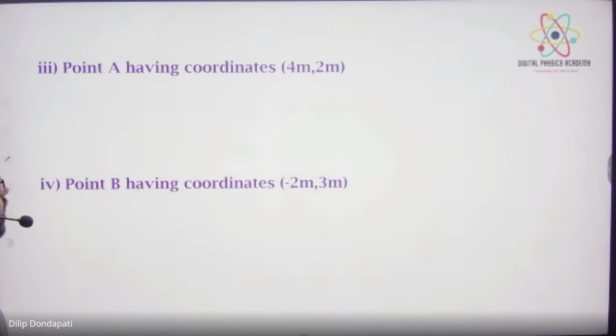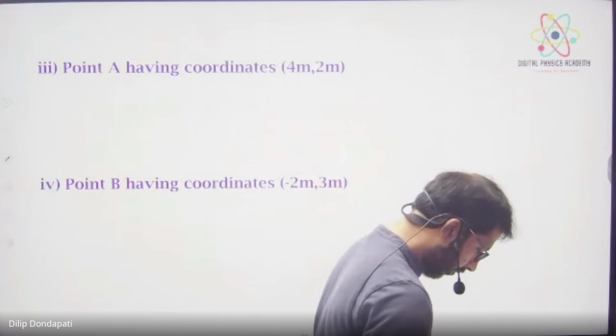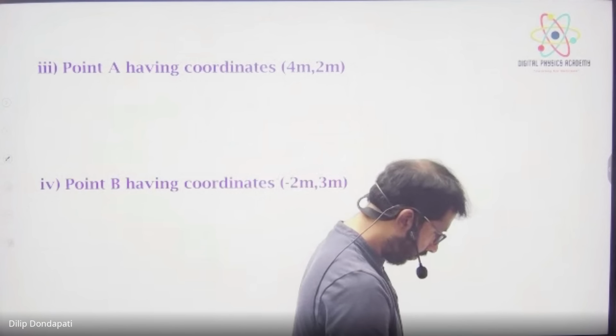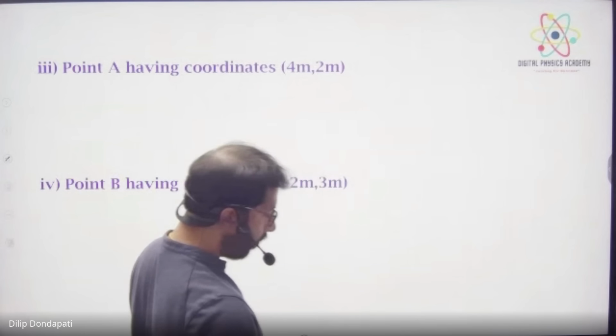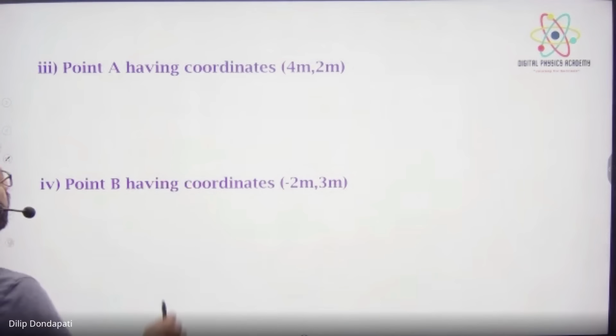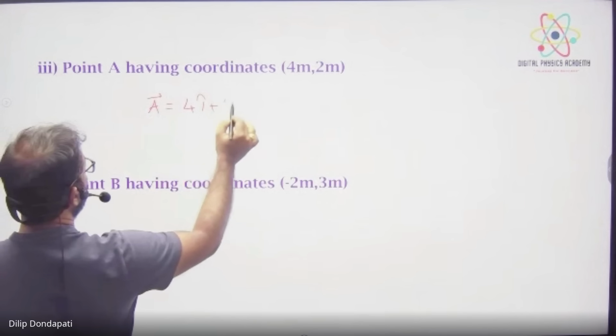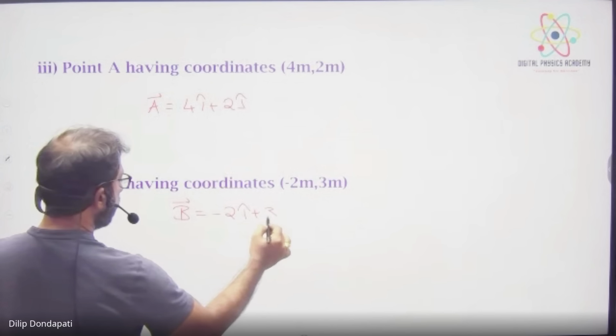Point A has coordinates 4, 2. So how to write it in vector form? In x, 4, so 4 i cap; in y, 2, so 2 j cap. Yes, 4 i cap plus 2 j cap. Next, vector B is minus 2 i cap, 3 j cap. Yes, minus 2 i cap plus 3 j cap.